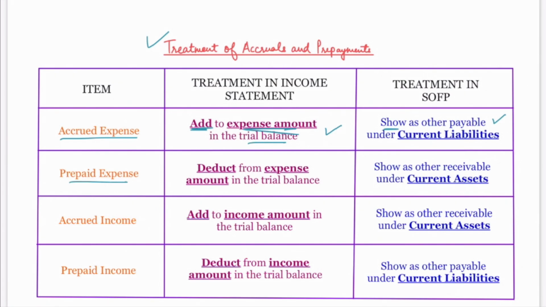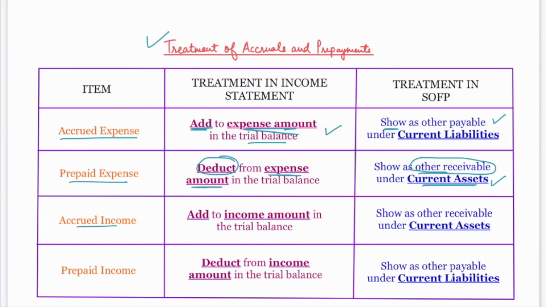Now next, prepaid expense. The amount of the prepaid expense you will have to deduct from the expense amount. In the same example, let's take the $100 in that electricity bill as prepaid. The treatment is $1,000 minus $100 on the income statement expense side. And in the statement of financial position, you write that $100 under the heading of other receivables in the current assets.